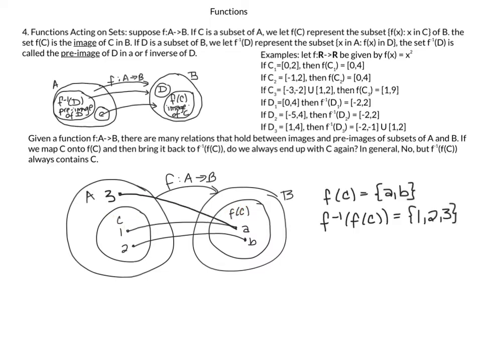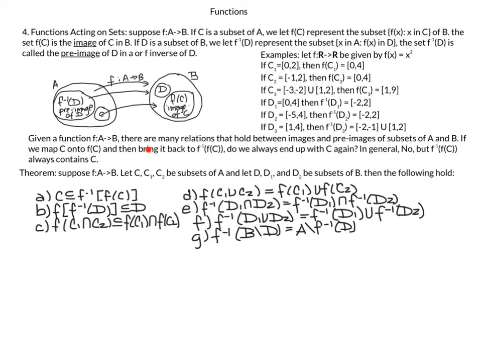But now the problem is there might be other elements in A that also map to f of C, the image of C. So if, say, this element 3 also gets mapped to A, now the image of C is equal to AB. So when we map back, the pre-image of f of C is now equal to 1, 2, and 3. So it is not equal to C. However, this pre-image of f of C will always contain C, as you can see here.